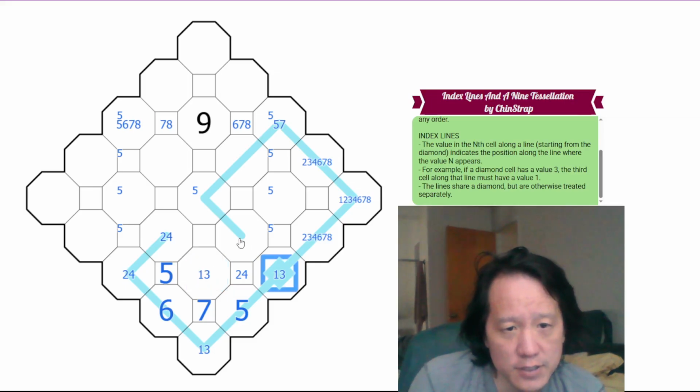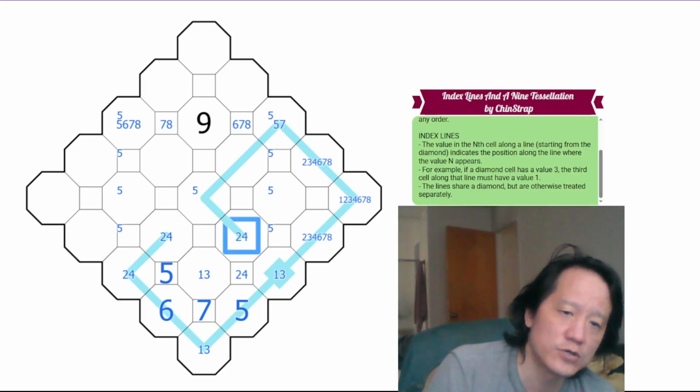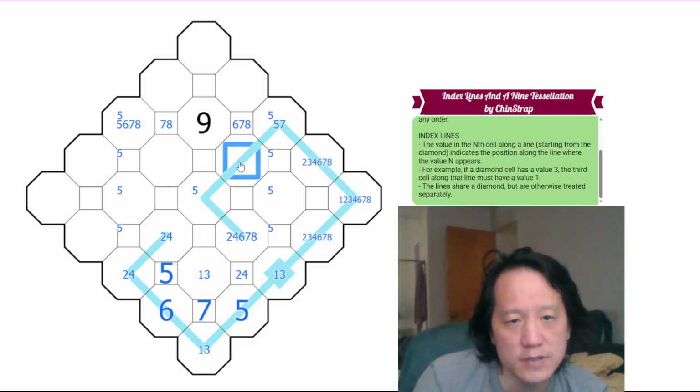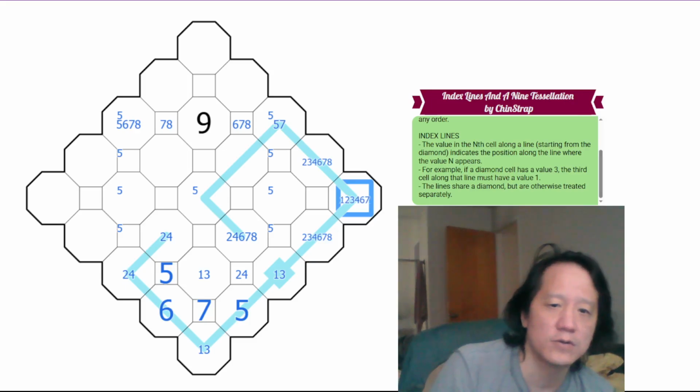This 1 and 3 eliminates 1 and 3 from that cell there. So this is 2, 4, 6, 7, 8. Cannot be 5, 1, or 3. 8 can only be then 8 here, 7, 6, 2, and 4. So it cannot be here.